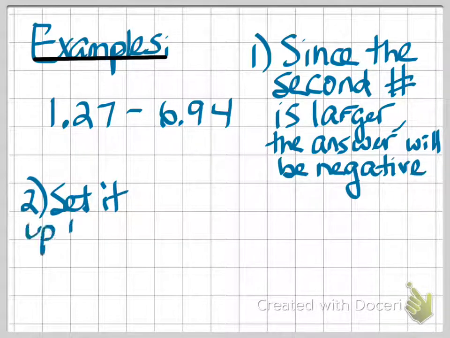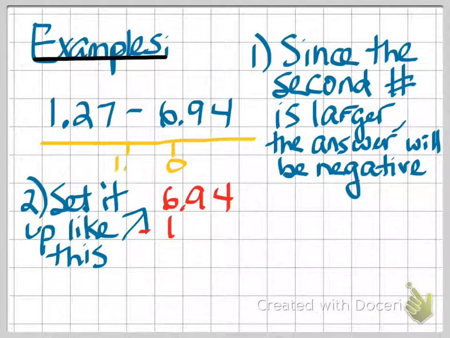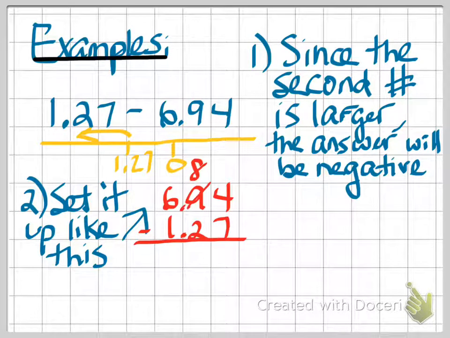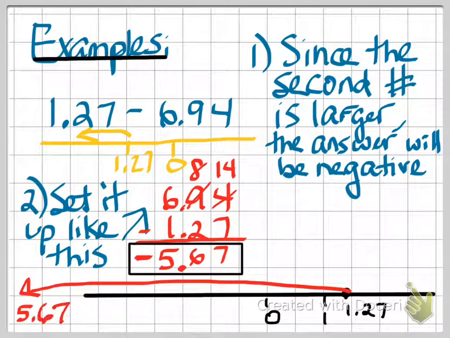You can visualize this on a number line. If I had a number line here, this was 0, this was 1 and 27 hundredths. I have to move that way 6 and 94 hundredths. If I continue, I have to find my location. It's going to be left of the 0 until I reach it, and it would go off my screen over here, and I have another number line down here, and this shows you my final answer, which is negative 5 and 67 hundredths.